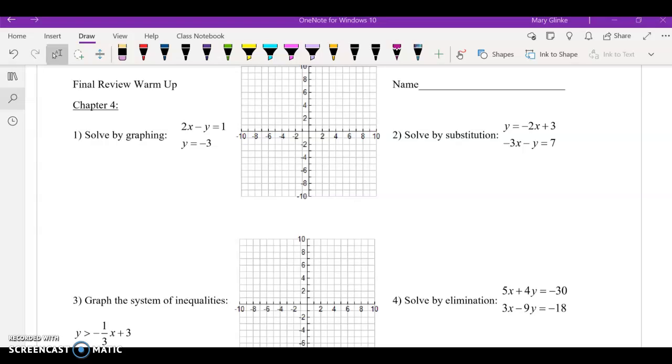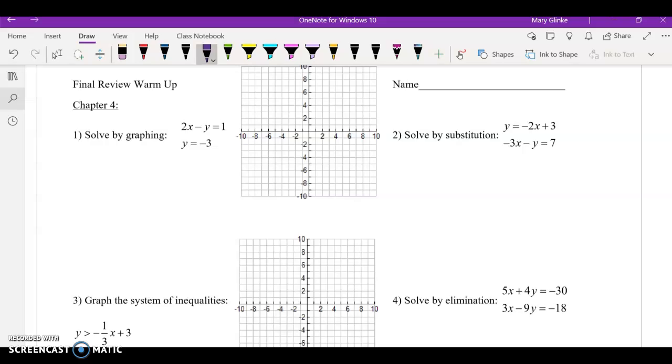And welcome to the final review warm-up number 5, all about systems of equations and inequalities. As with the other ones, please go ahead and take a look at each of these, try it on your own, and then come back to the video to see how it went for you.